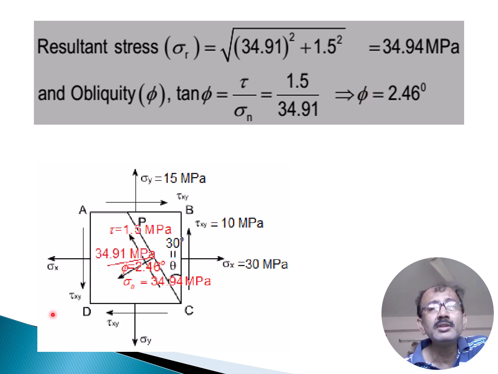In this diagram, there is the element. What is the value of sigma x and sigma y? Sigma x, this sigma y, tau xy. This is the angle theta, this is the sigma n, this is the tau, this is the resultant, and this is the angle phi. So all these are plotted on this element.